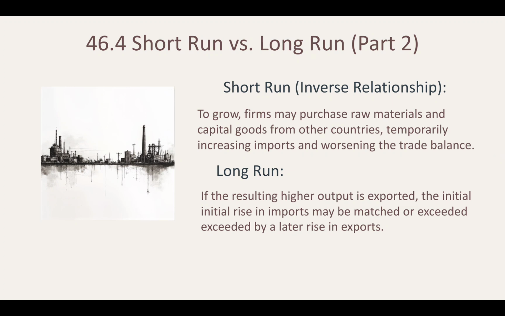Short run versus long run. In the short run, there is an inverse relationship. To grow, firms may purchase raw materials and capital goods from other countries, temporarily increasing imports and worsening the trade balance in the short run. In the long run, if the resulting higher output is exported, these firms will export more, so the initial rise in imports may be matched or exceeded by a later rise in exports. So this is how it will balance.